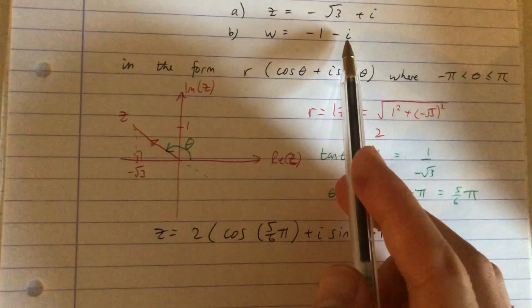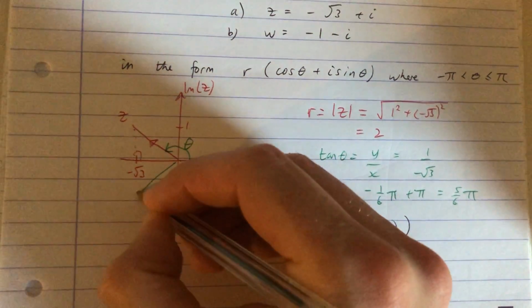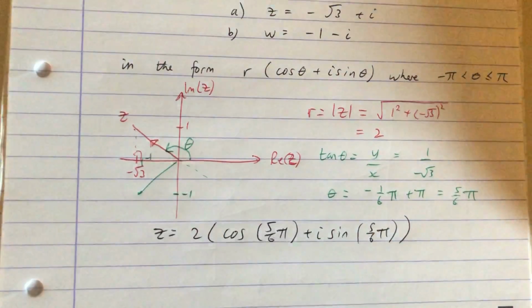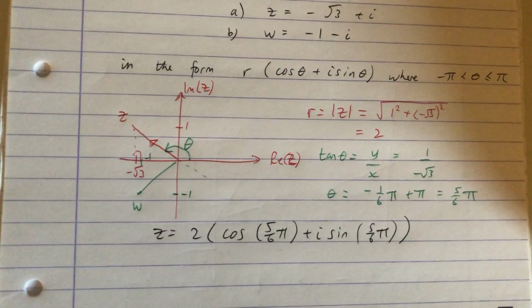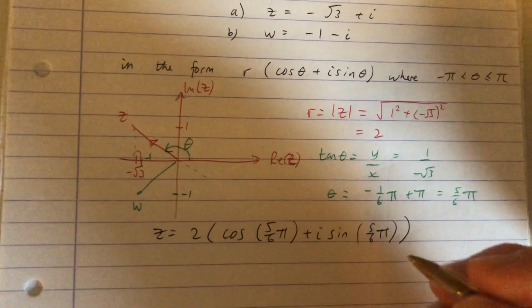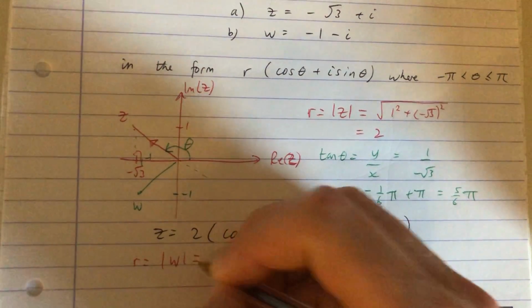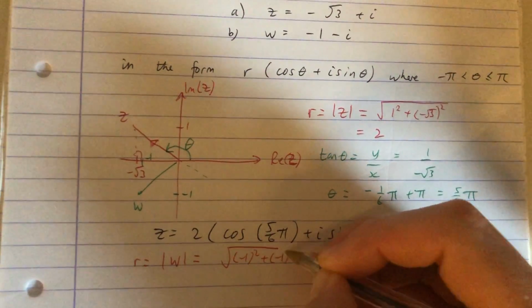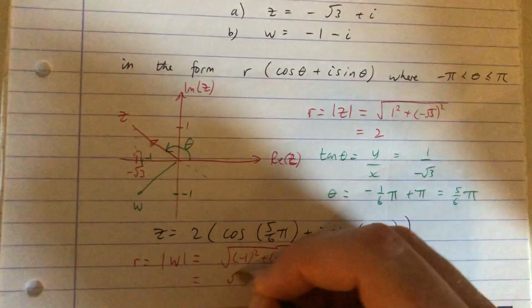Right, let's work out the other answer. So minus 1 minus i is down in this quadrant. So that's minus 1, minus 1. Call that w. And again, to work out the modulus, it is Pythagoras' theorem. So r is equal to modulus of w, which is the square root of minus 1 squared plus minus 1 squared, which is root 2.